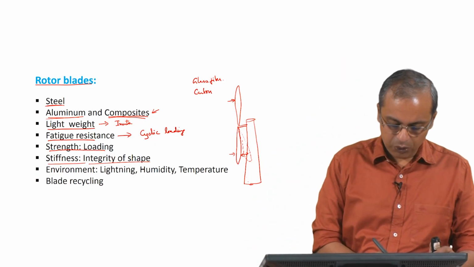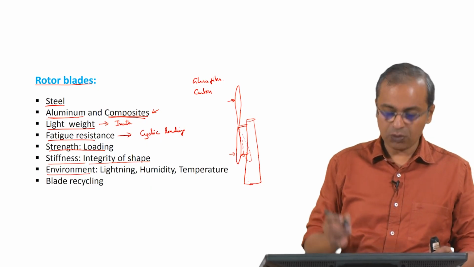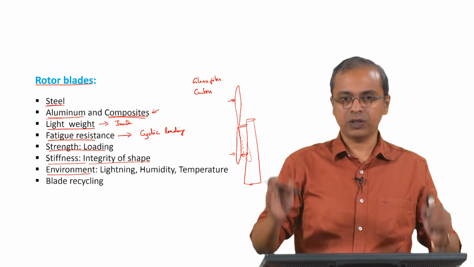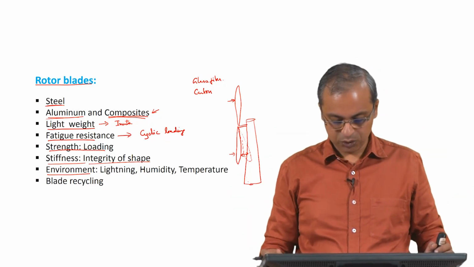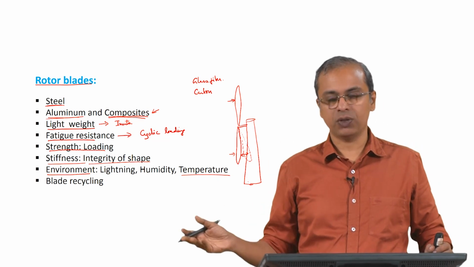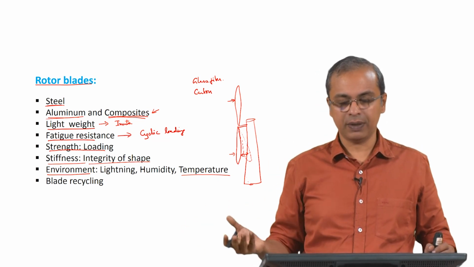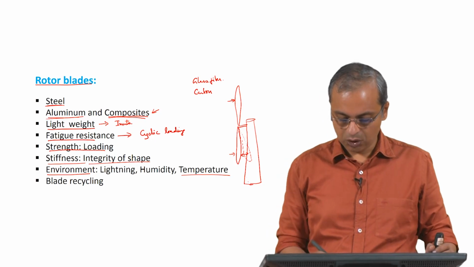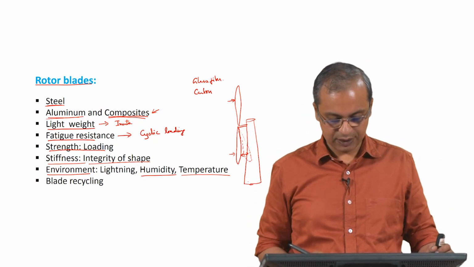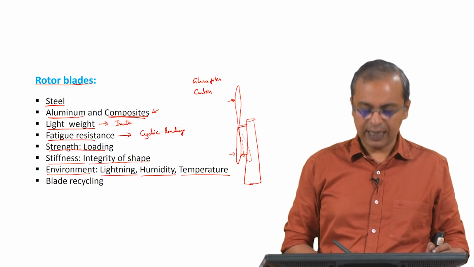Then there is the issue of how it interacts with the environment. Given that it is out there, you are not shielding it in any manner, you are just putting it out there in the sun. So, it is going to face a lot of heat and cold. Cyclic temperature is going to be there, at night it is going to be cold, in the day it is going to be hot, there is a lot of humidity, you could have rain, you could have dry conditions, a wide range of conditions, and of course lightning strikes.